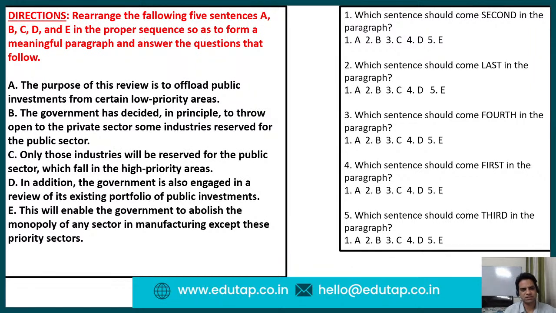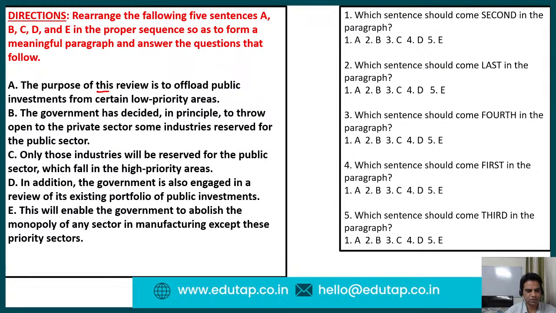So let's try to solve this, guys. This is what your rearrangement will look like. You'll have 5 or 6 sentences, and you'll have to rearrange them. And there'll be 5 questions on the basis of your rearrangement. So let's read it, guys. The purpose of this review is to offload public investment from certain low priority areas.